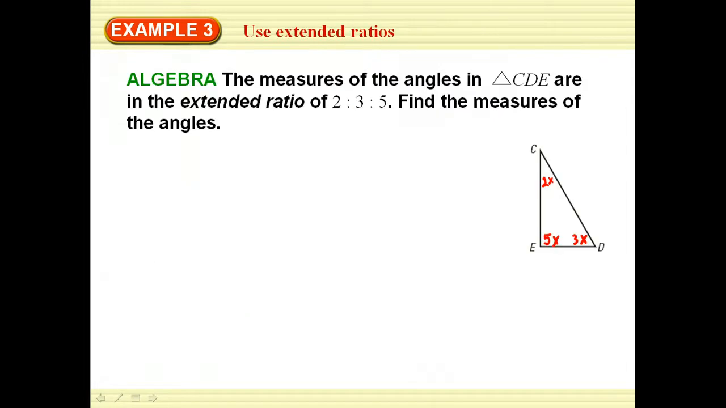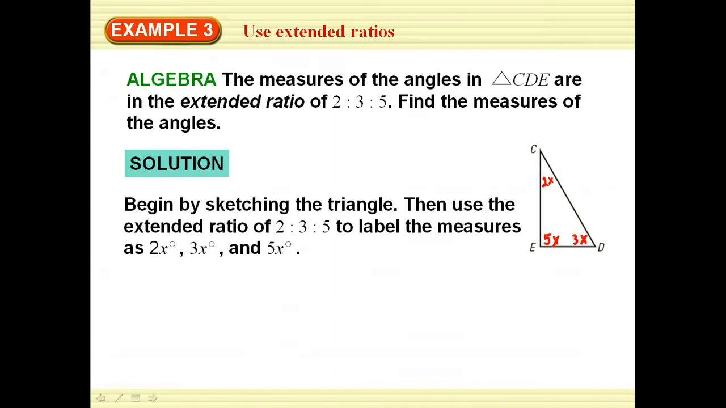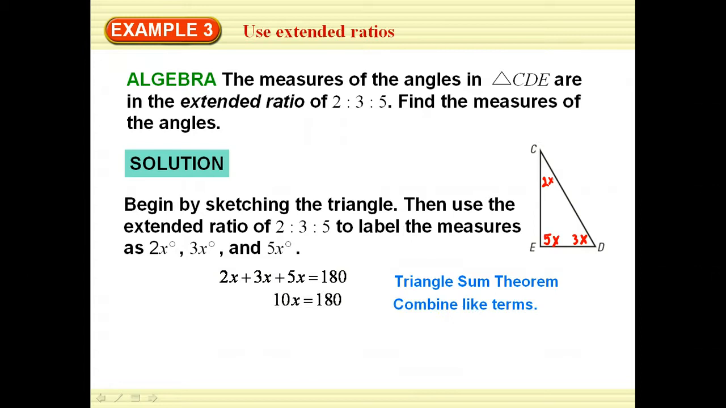The measures of angles C, D, E are in the extended ratio of 2 to 3 to 5. Find the measure of these angles. Well, I've got my triangle drawn over there. I have plugged in that angle C is 2x, D is 3x, and E is 5x. We know that all the angles of a triangle must add up to be 180 degrees by the triangle sum theorem. That gives us 10x is 180, so x is 18.